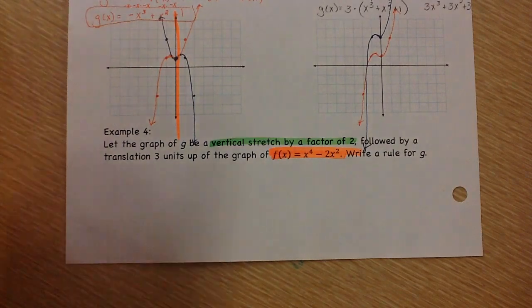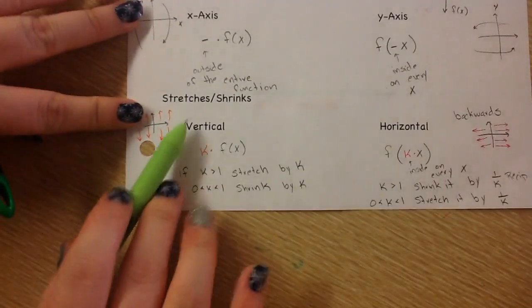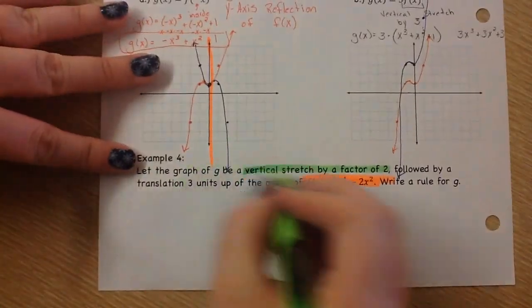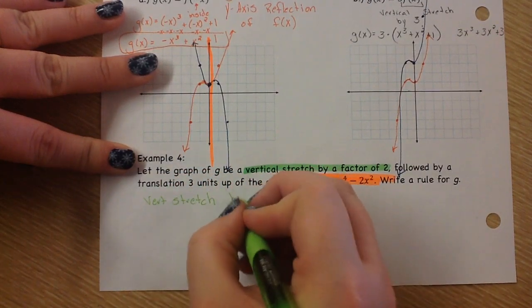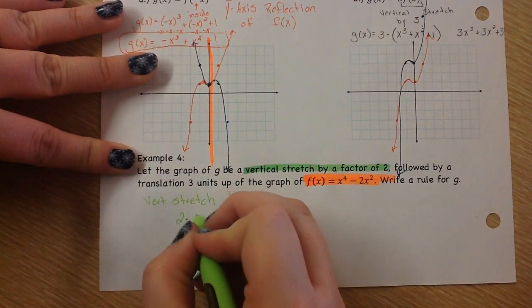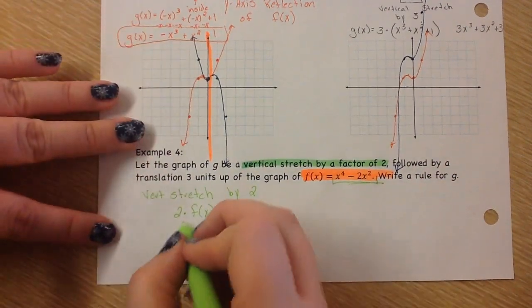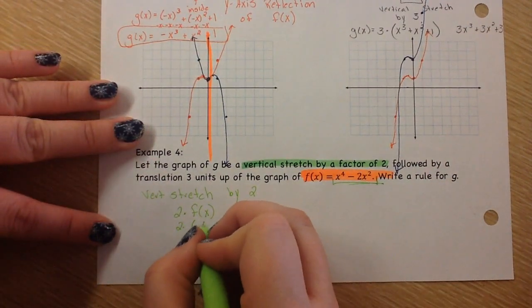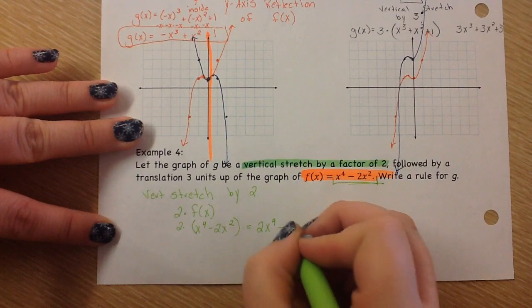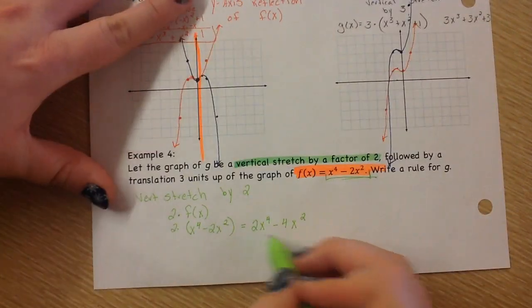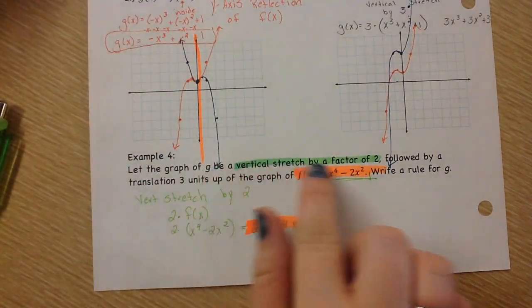To do a vertical stretch by a factor of 2, my new function, vertical stretch, is multiplying out front by a 2. So to do this vertical stretch by 2, I want to multiply 2 out front times my f of x. Well, this is my f of x right there. So I'm going to take 2 times that whole thing, x to the 4th minus 2x squared, which ends up giving me 2x to the 4th minus 4x squared. So this is my new function that we're working with now. So this is my new parent. So now we're going to deal with that guy. Okay, so that was after a vertical stretch by a factor of 2.